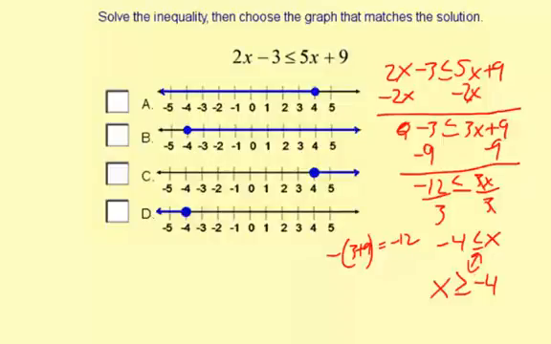So see if we can find x greater than or equal to negative 4. That's going to be, here's negative 4, and x is greater, to the right, so that's our answer.